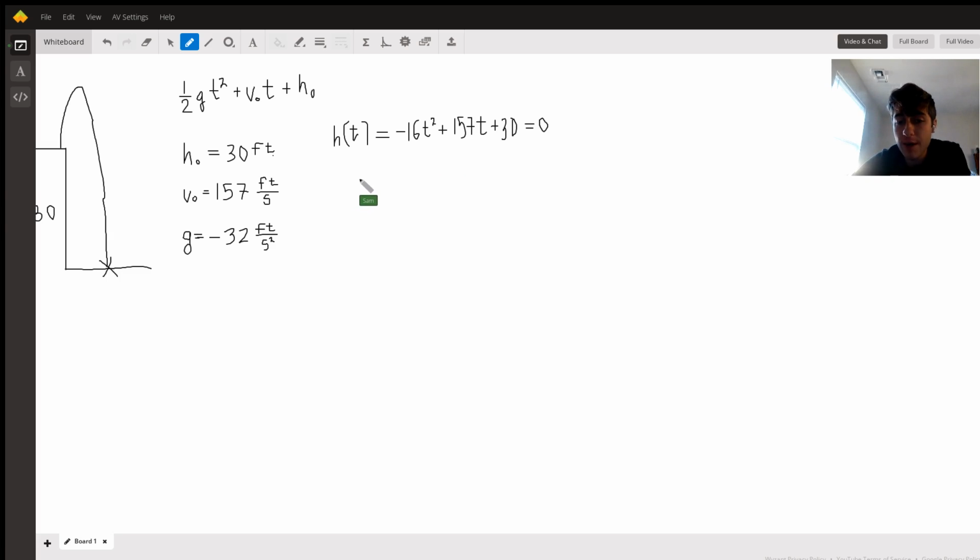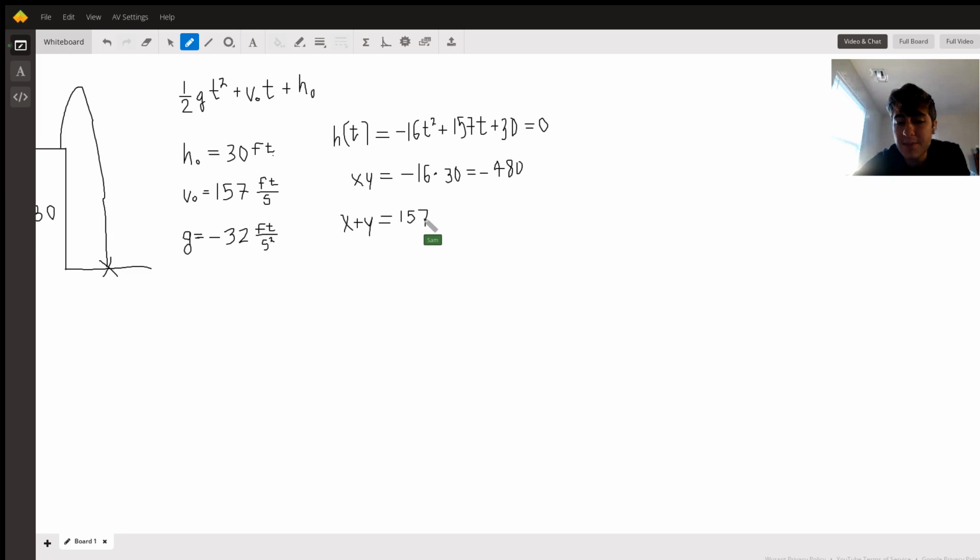So we want to find two numbers that we'll call R and S, or we can call them X and Y. We want X times Y to be equal to negative 16 times 30, which we know is negative 480, and we want X plus Y to be equal to 157.